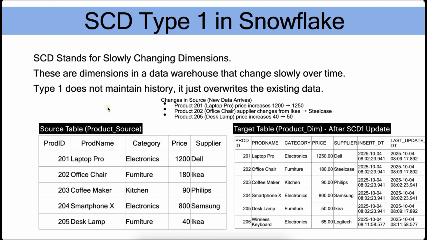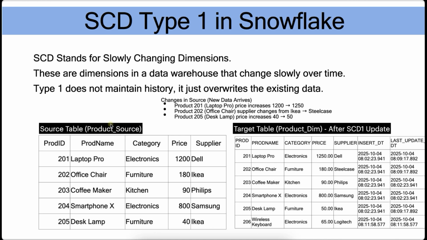So in SCD Type 1, whenever there are changes in the source table, those changes directly update in the target table. Let us suppose initially we have a product table. Let's suppose this is the staging table, with product ID, product name, category, price and supplier. We will take this example in the demo.